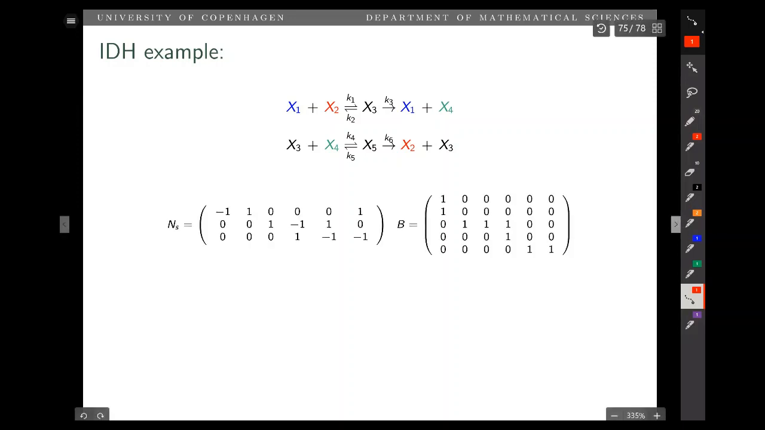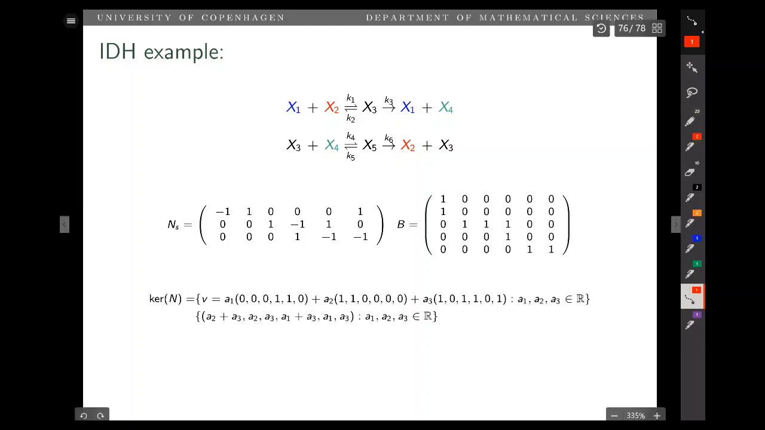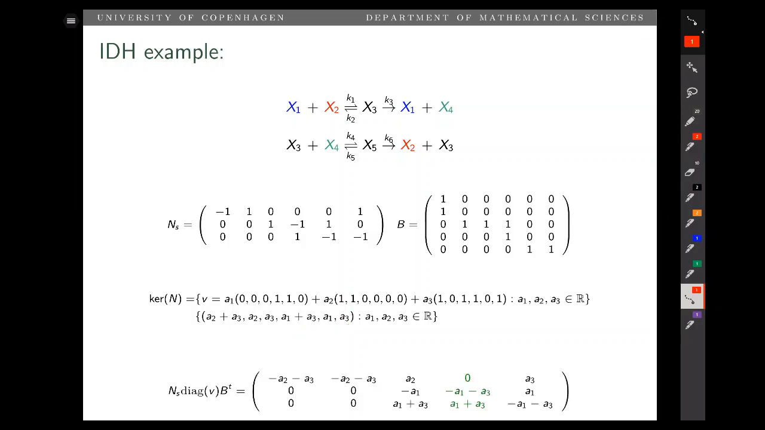I can write down the matrices, which are this big. This is the N matrix after removing two rows which were linearly dependent. This is my V matrix. I find a generating set of the kernel. So there are three vectors that generate the kernel. So any vector in the kernel of N is of this form. I can write it with three parameters. Then I compute this product, and this is what I get.